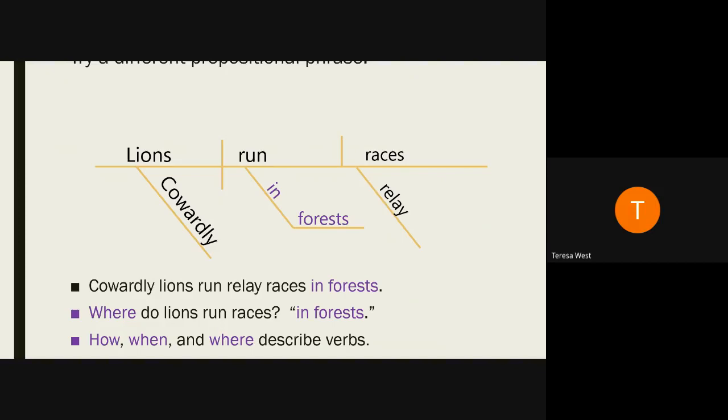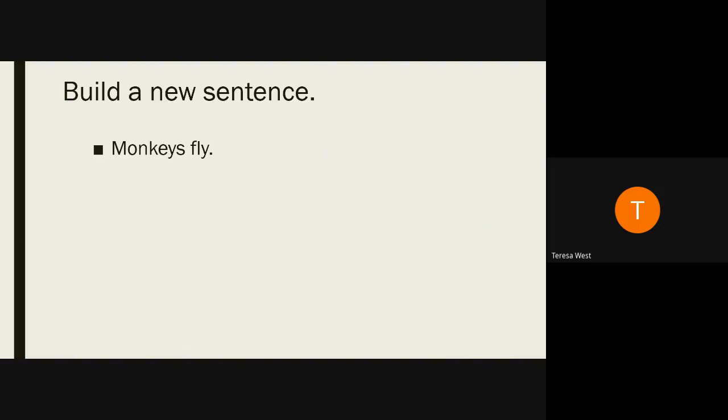Okay? So now I went through some guided practice with the kids. So if I asked you to diagram monkeys fly, we always start with the horizontal line, then we do our vertical line. Monkeys is on the left because it's our subject, and fly is on the right because it's our verb.